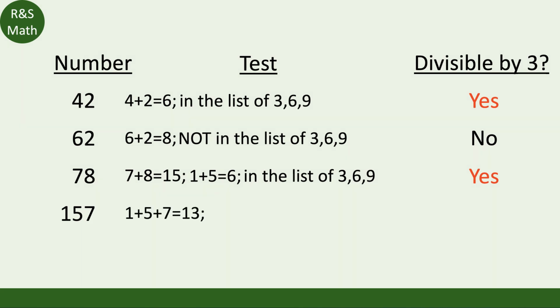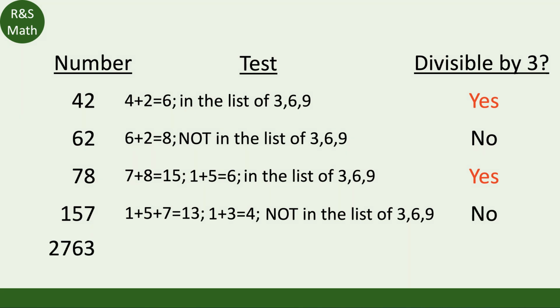Is 157 divisible by 3? First we add 1 plus 5 plus 7, which equals 13. Since 13 is greater than 10, we add the digits of 13. 1 plus 3 equals 4. Since 4 is neither 3 nor 6 nor 9, we conclude that the original number, 157, is not divisible by 3.